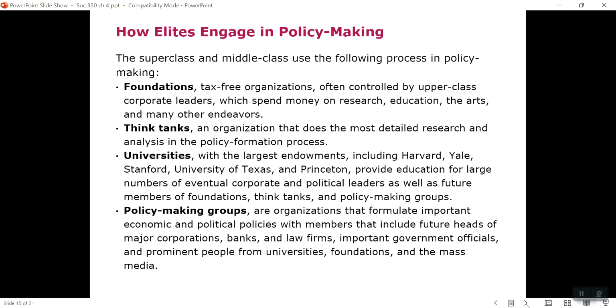Universities, some of the largest, most prestigious universities, they're listed there for you to see. They not only provide education for people who eventually will go on to lead large corporations or be political leaders, but they also help to either house some of these foundations or think tanks, like in the case of the Hoover Center at Stanford University, but they also help to create these different policy-making groups that later on have great influence.